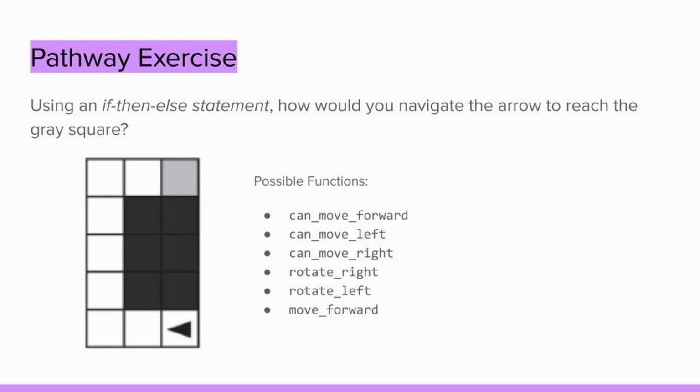Now, let's try some practice questions. This question asks, using an if-else statement, how can you navigate the black triangle to reach the light gray square? It also gives us a list of possible moves or functions that we can use to get there. Pretend that the if-else statement will loop until we reach the square. Pause the video now and resume the video to go over the answer.